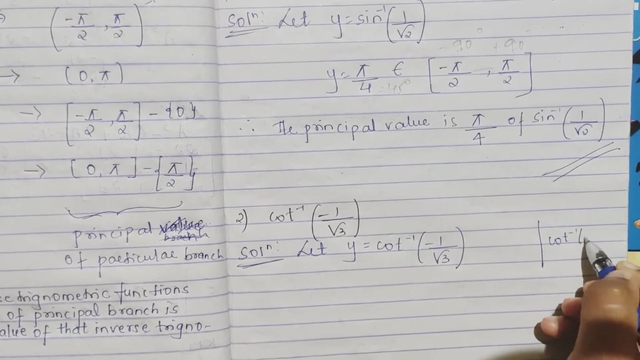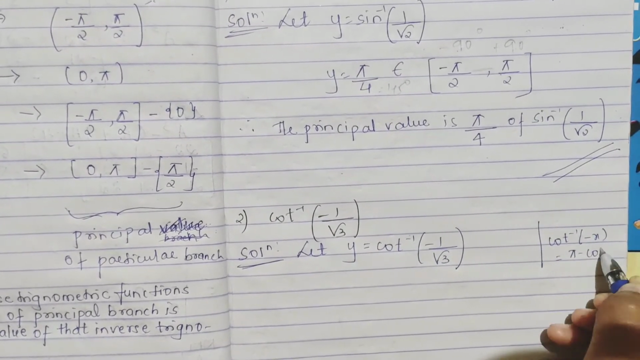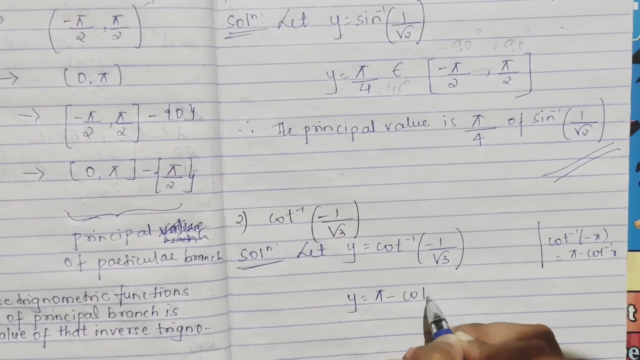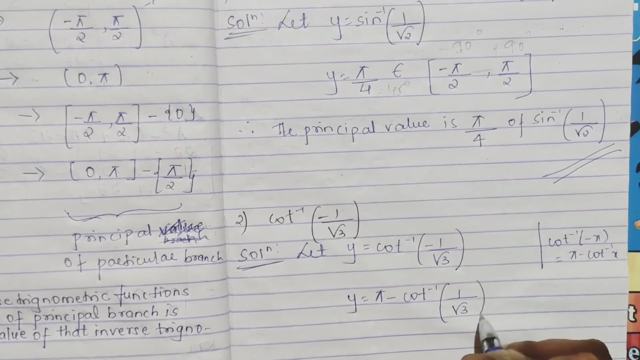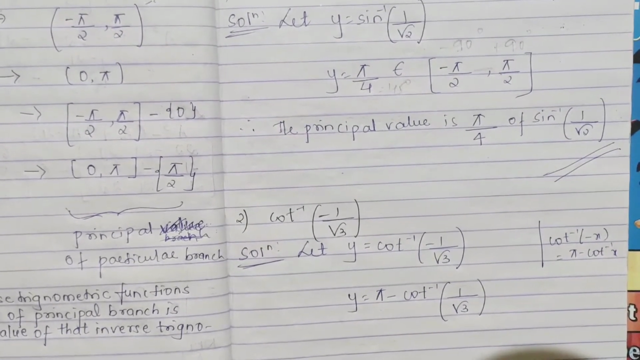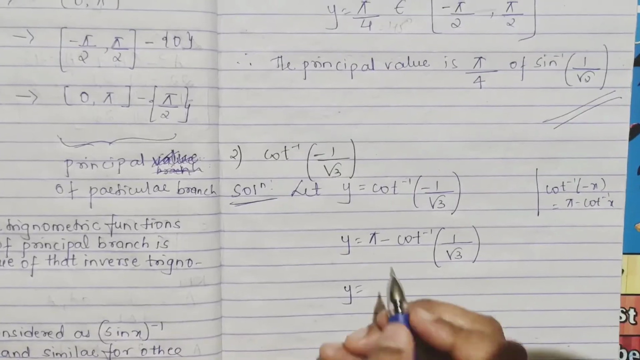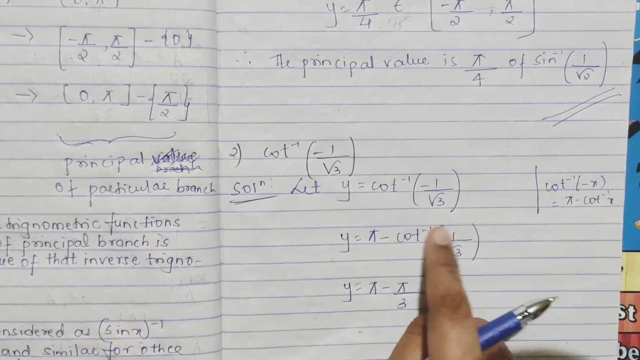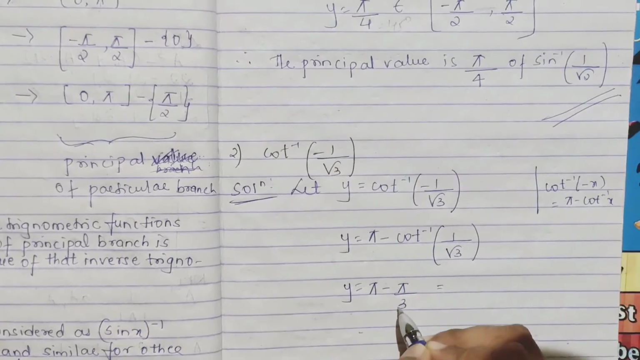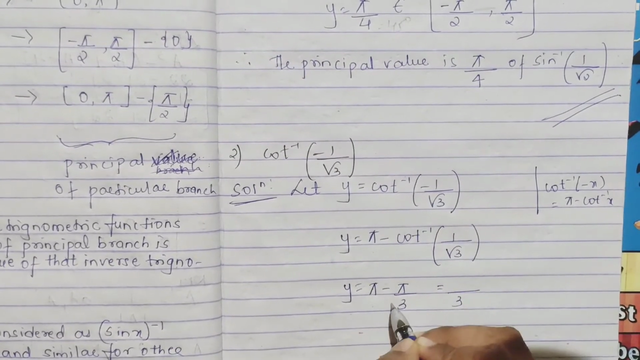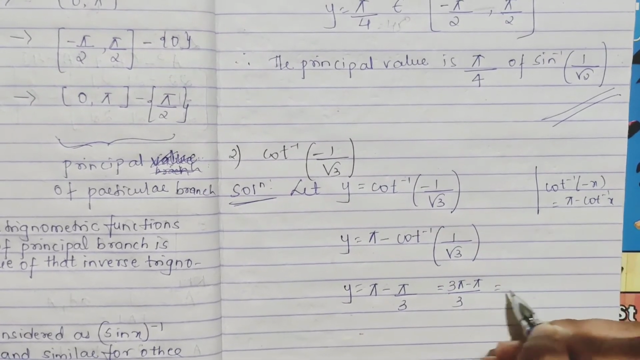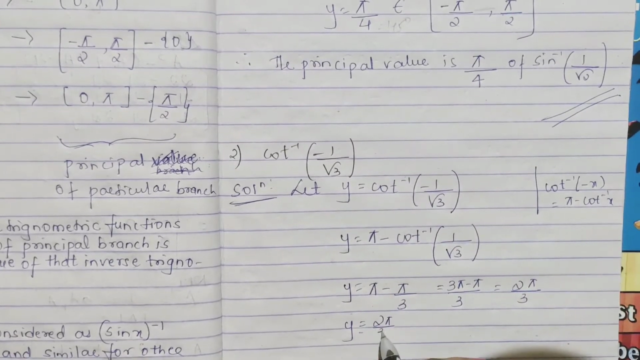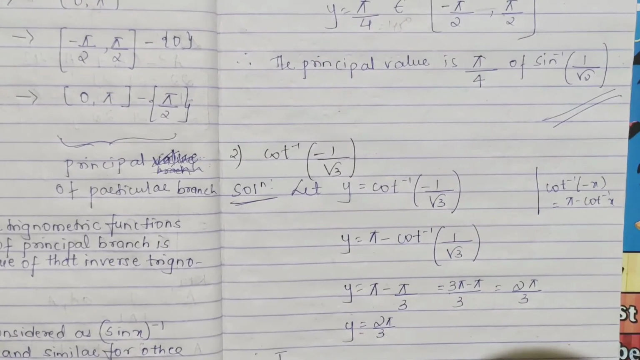So when it is like this, cot inverse of minus, formulas you have done, formula is what? Cot inverse of minus x, what you get? Pi minus cot inverse x. So this how I can write, y is equal to pi minus cot inverse of 1 by root 3, right? I should use this now. So cot inverse 1 by root 3 is pi by 3. So now solving this, taking LCM, you get 3, and here it is 3 pi minus pi, so you get 2 pi by 3. So y you get 2 pi by 3.